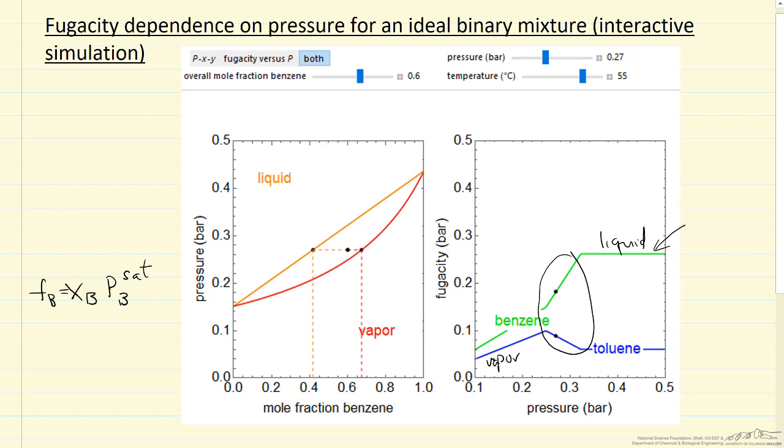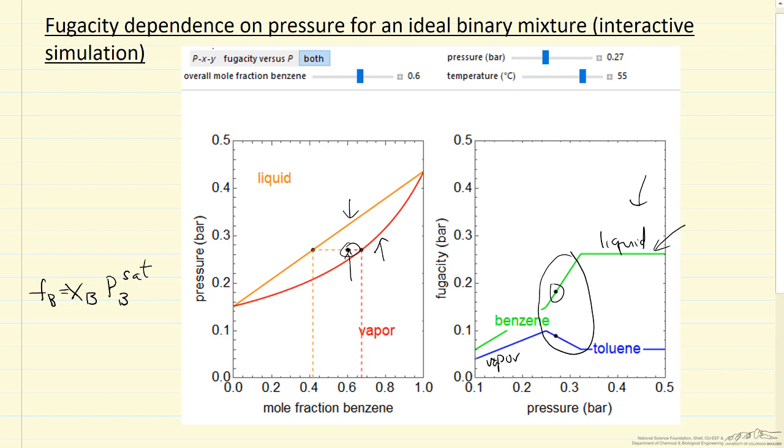So the idea of the simulation: we can change the pressure, and that changes the location of this dot on both diagrams. We change the temperature, that changes the bubble and dew point lines. We raise the temperature, we raise the saturation pressures, so these curves both move up. And if we change the overall mole fraction, then we're going to change this point, and we're going to change these curves, as we'll see when we use the simulation.